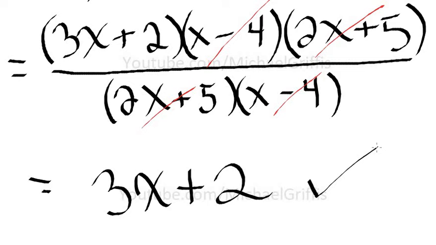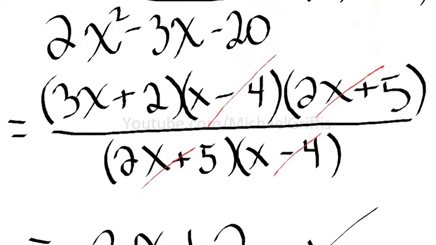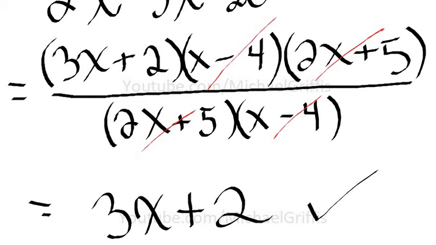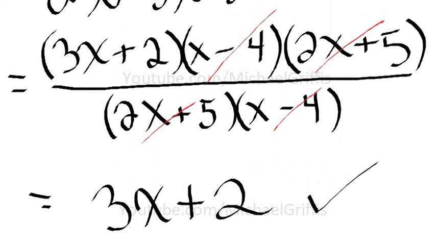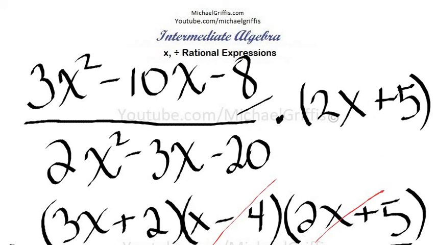Alright, I think that's going to pretty much end multiplying and dividing rational expressions. We're going to be moving into adding and subtracting, which I feel is a little bit more difficult than this section here. So, alright, catch me there. See you in the next topic.